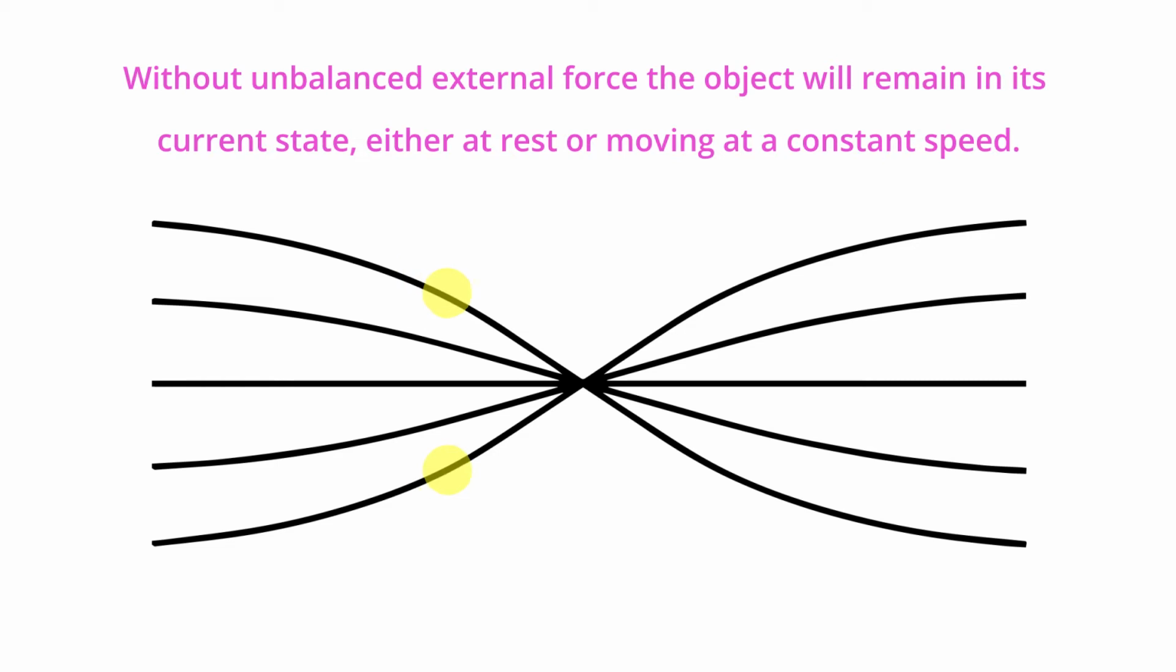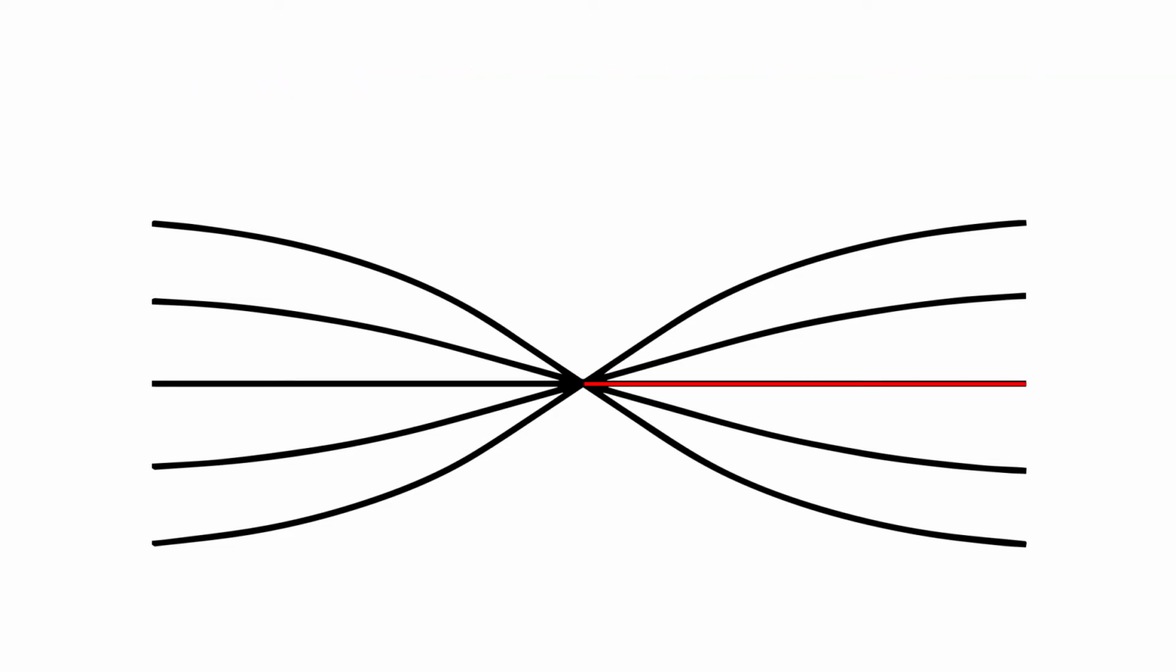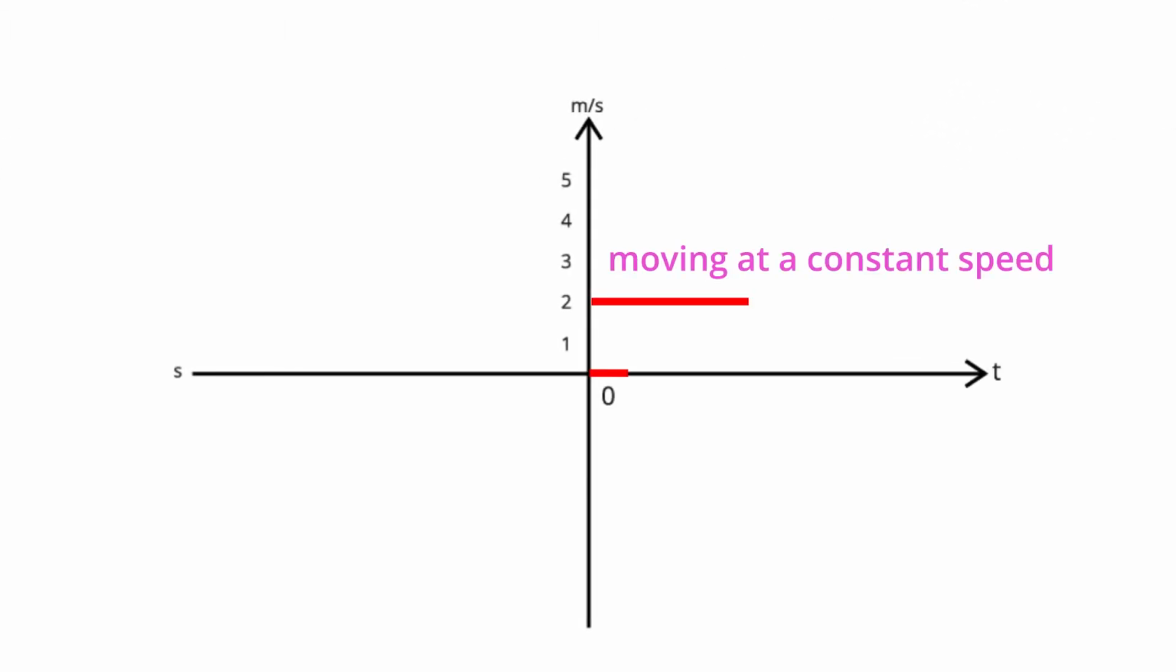Without unbalanced external force, the object will remain in its current state, either at rest or moving at a constant speed. This is represented as the horizontal straight red line in the model. In a Cartesian coordinate system, this horizontal line is consistent with the first law of Newton's motion.